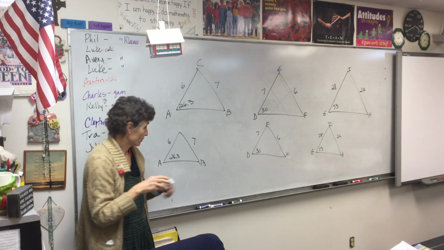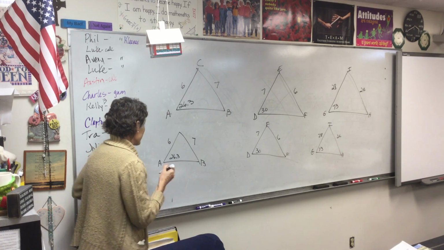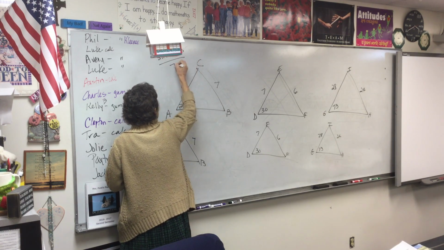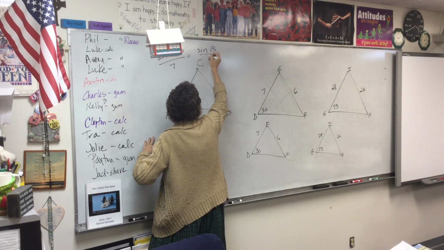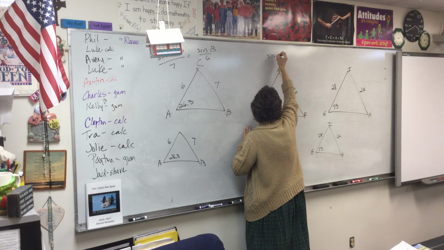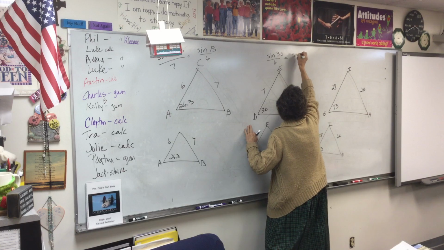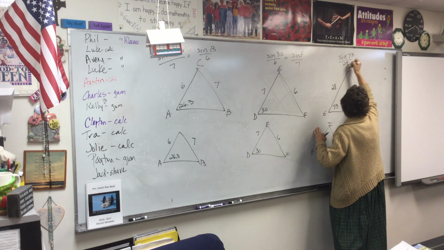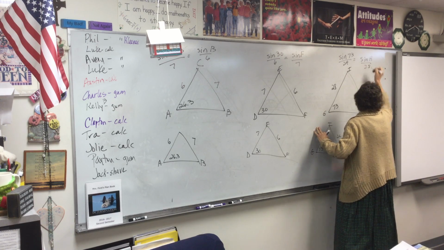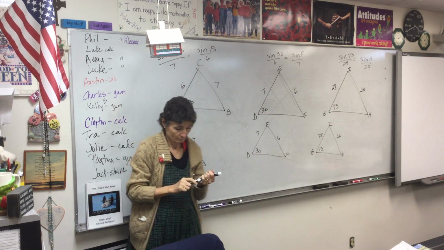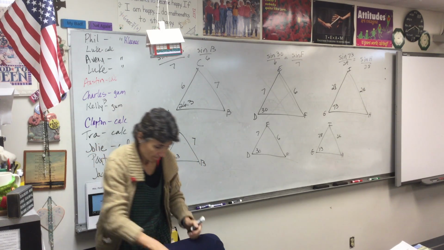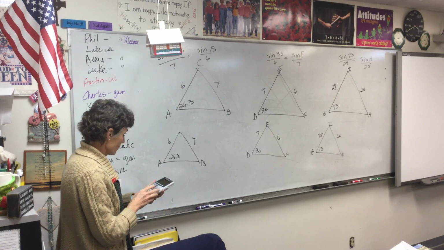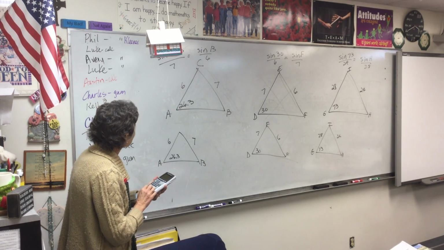I've gone ahead and drawn a second triangle just in case I need to check it. All you're doing is telling me if there's 0, 1, or 2. 0, 1, or 2. So you don't have to solve the whole thing.